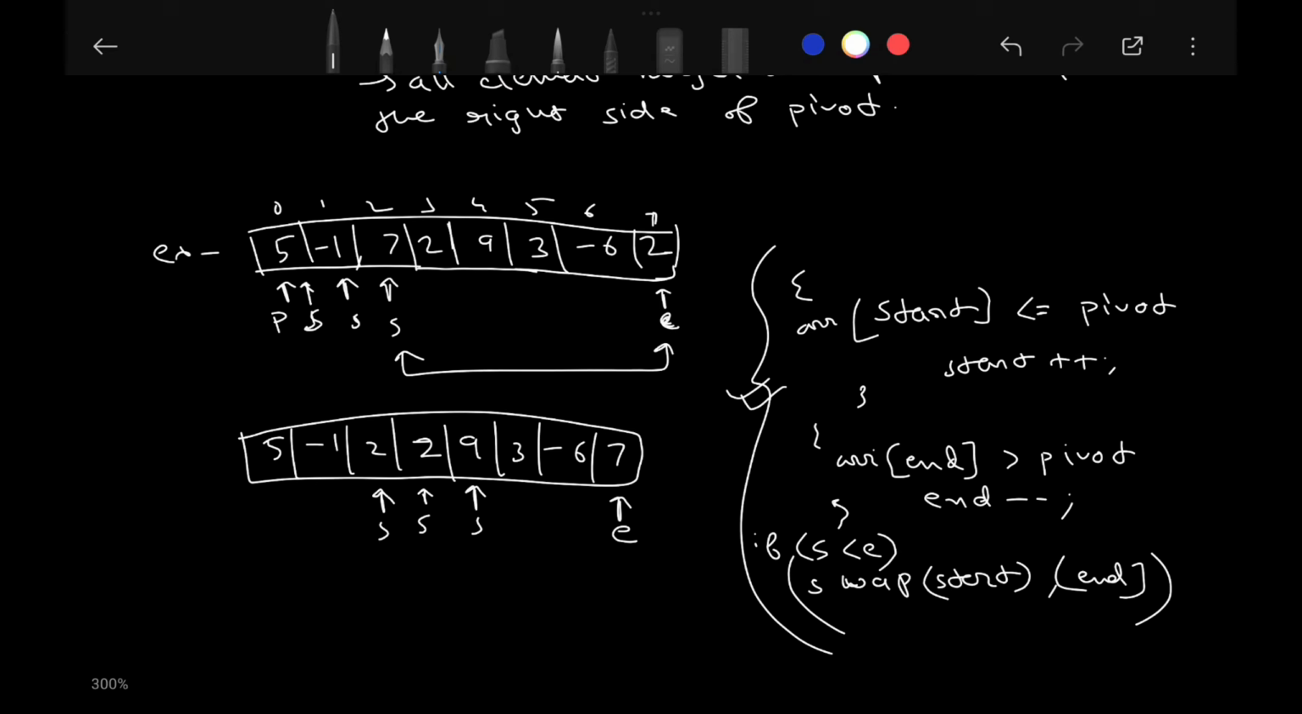See for end index. Is 7 greater than 5? Yes, 7 is greater than 5. So decrement our end. End is pointing here. Is minus 6 greater than 5? No, minus 6 is not greater than 5. So stop there. And again perform the swap after checking that start is smaller than end or not. Yes, start is smaller than end. Then perform the swap again.